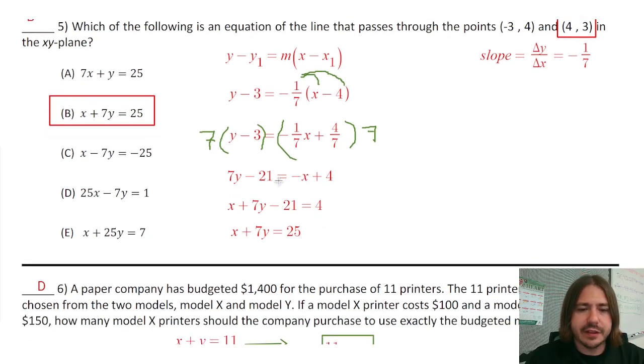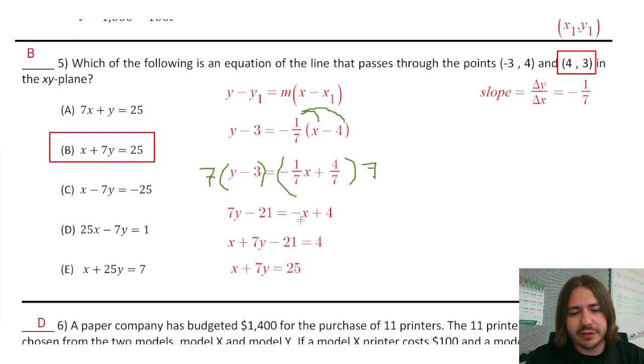Then I have this. So I still need to move a couple things around to get this equation into standard form. And so what I'm going to do is first add x to move that over to the left. And then I'm going to add 21 and move this to the right. So first the add x to both sides moves the x to the left-hand side. Then I want to add 21 to both sides to move this constant to the right. 4 plus 21 is 25. So our answer here is B.